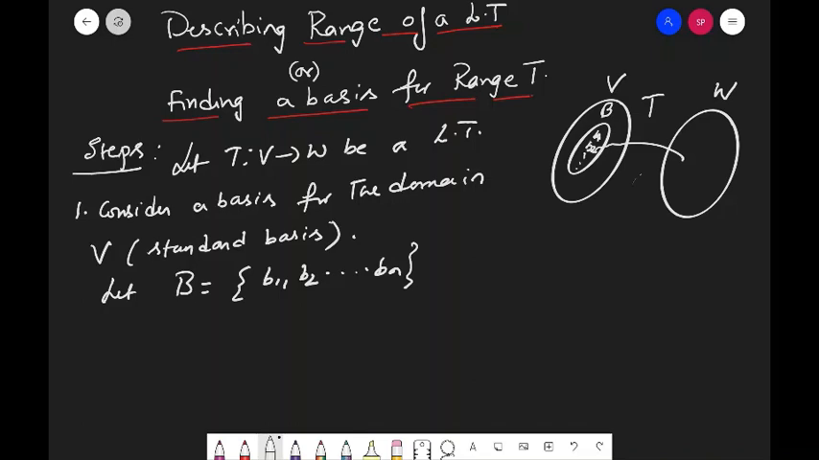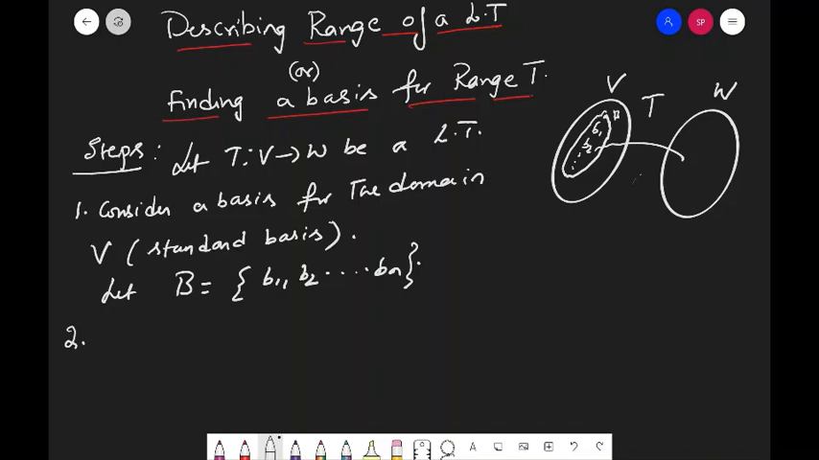So let me write it more clearly here. Suppose I have this, which is a standard basis, I will call it B. In this, what are the elements I have? b1, b2 and so on. Right. Then let us see what the second step is.